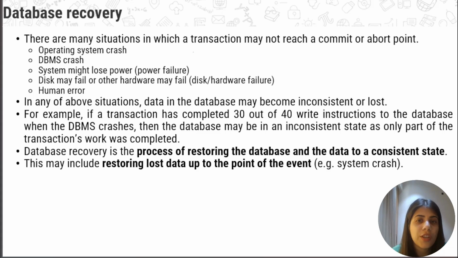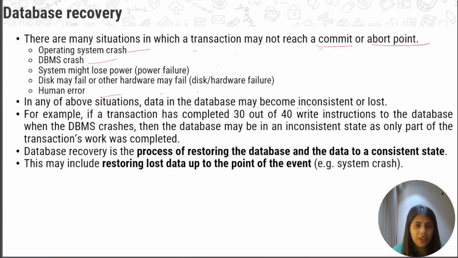So there are many situations in which a transaction may not reach a commit or abort point. What situations can there be? The operating system crashes, the database crashes, the system might lose power, a disk may fail, or there's another hardware failure or human error. So in any of the above situations, data in the database may become inconsistent or lost.